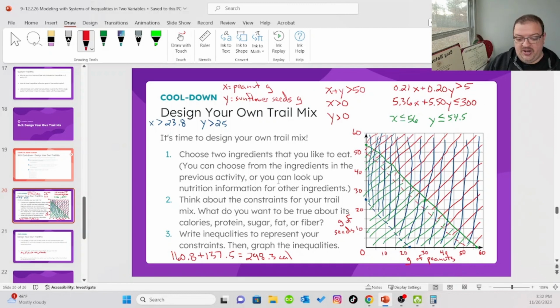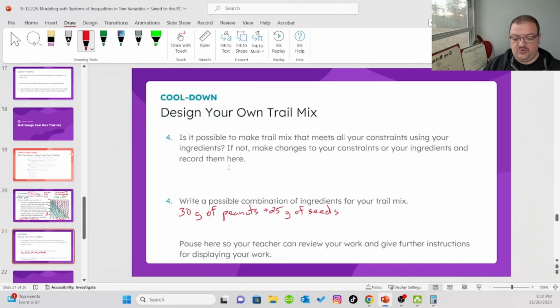So we've been able to write the inequalities. We've been able to graph the inequalities. We have picked a point off of the graph that appeared to meet all of our inequalities, and then we checked it mathematically, and it did fulfill all of our constraints. So that is an answer to this one. You're free to do it however you want, but that's an example that works.